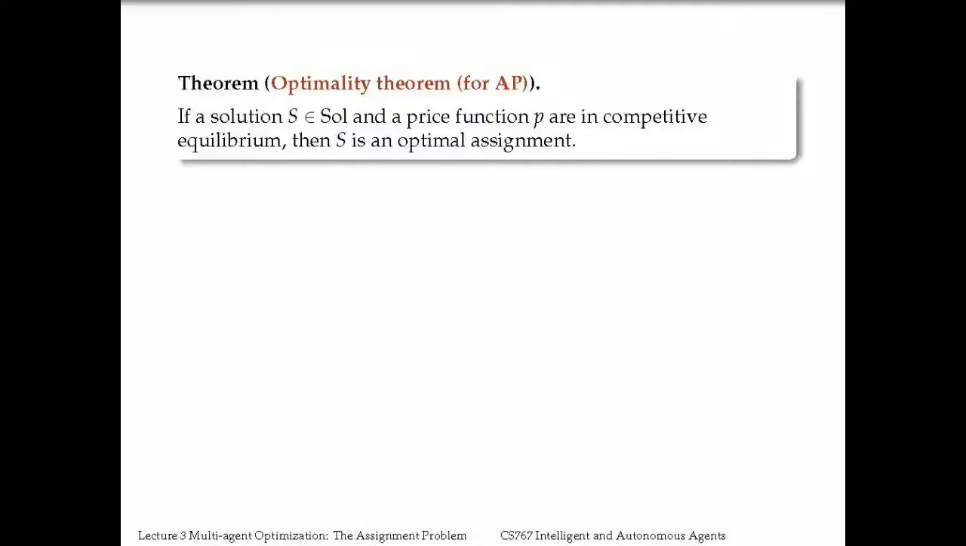It says that suppose we have a solution and a price, and they are indeed a competitive equilibrium, then that solution must be a globally optimal assignment, right? So the previous existence says that if you have a globally optimal solution, which there always is one, then that corresponds to a competitive equilibrium under a certain price. And the next direction, which is really the optimality, says that if you have a solution and a price which are in competitive equilibrium, then of course S will be a globally optimal assignment.